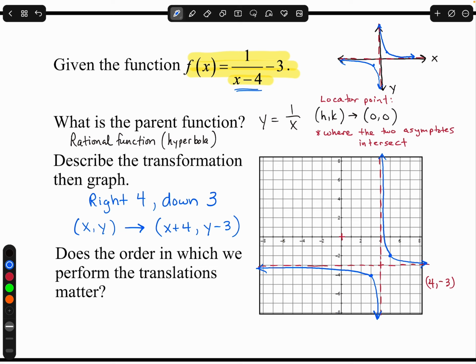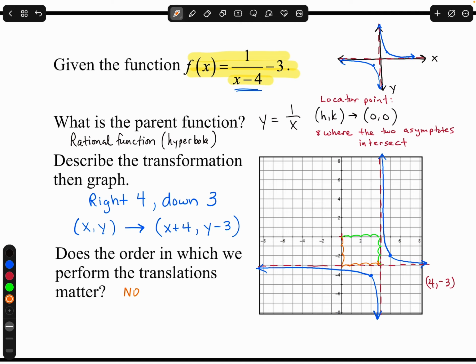Now it says, does the order in which we perform the translations matter? On this one, since we only have one horizontal and one vertical transformation happening, no, it should not really matter here, right? And you could even look at it here. If I move it over 1, 2, 3, 4, and then down 1, 2, 3, I end up in the same spot. Or if I went down first, 1, 2, 3, and then went over 1, 2, 3, 4, I still end up in the same spot for that locator point.